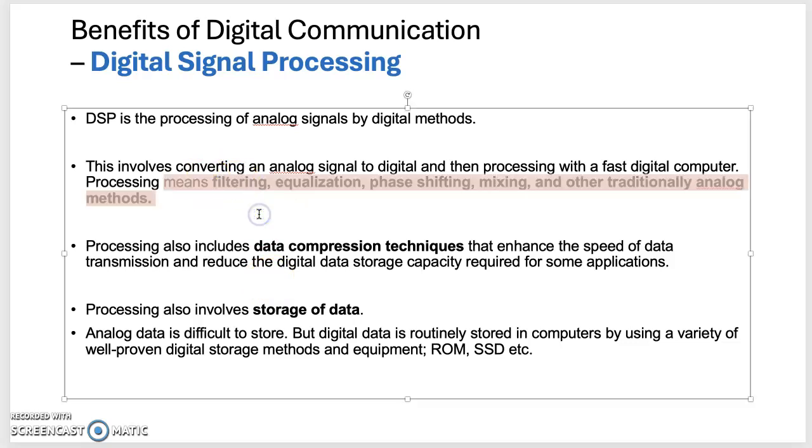What DSP does is really optimizing the analog to digital conversion by means of filtering, equalization, phase shifting, mixing, and other traditionally analog methods. And we have learned all of this. We've learned phase shifting, we've learned mixing, we've learned filtering. I did not touch on equalization, but basically these are DSP techniques.